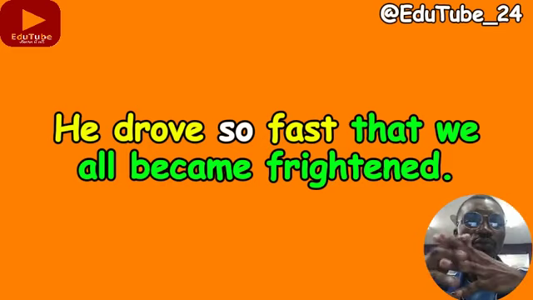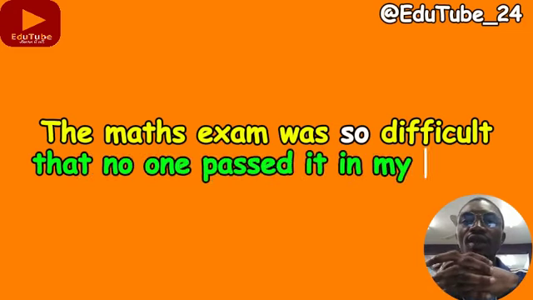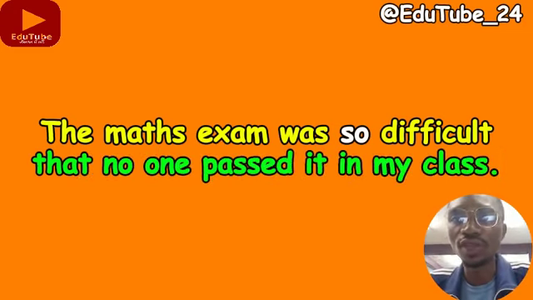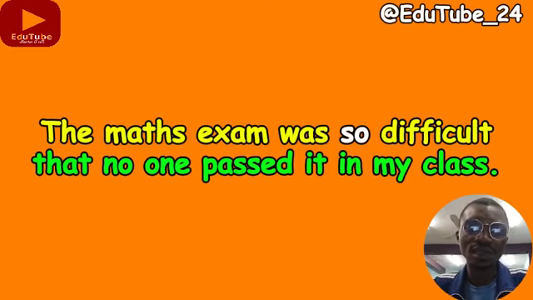And then another third example that we have says that the maths exam was so difficult that no one passed it in my class. So that is also accompanying so there. So difficult that no one passed the exam in my class. So that is that about commandment number 24. Whenever so is being used as an adverb to express degree or show extent of something, we must make sure we accompany it with a that clause.